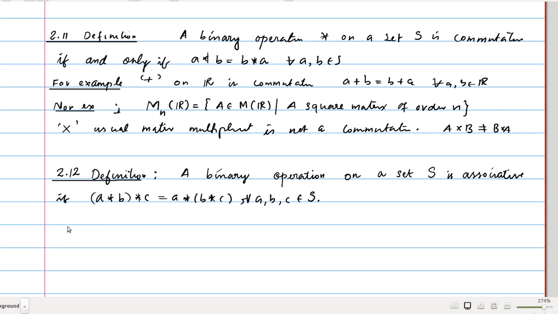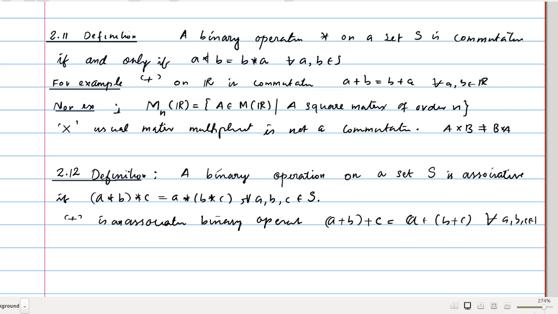So for example, it is trivial that real numbers under addition is an associative binary operation, because we know that (A plus B) plus C is the same as A plus (B plus C) for all A, B, C belonging to R.